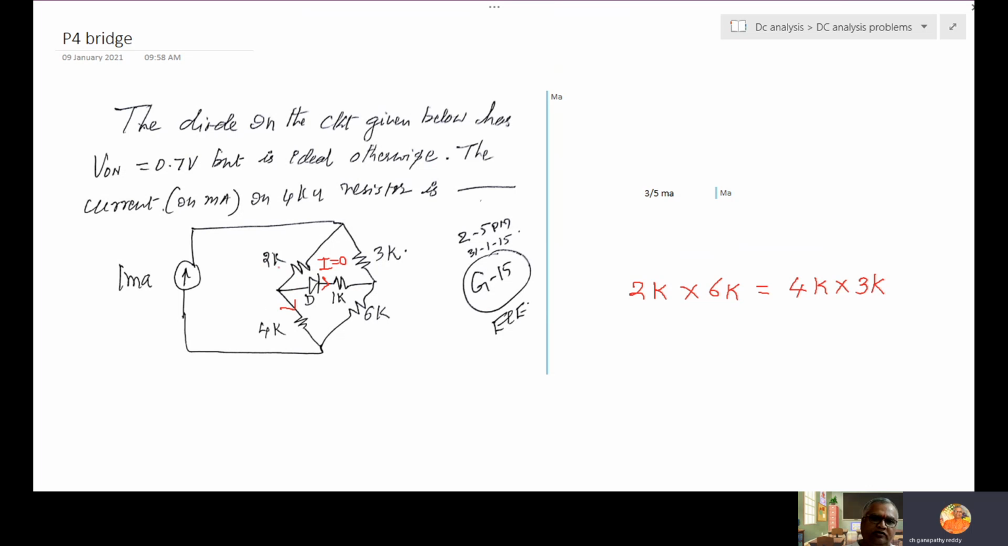When it is open, 2K and 4K are in series, 3K and 6K also in series, and they are in parallel. So what is the current formula now? I can use current division. So 1 milliampere is dividing between them. Opposite 9K, that is 3 plus 6, 9, by 9K plus 2K plus 4K, 6K.